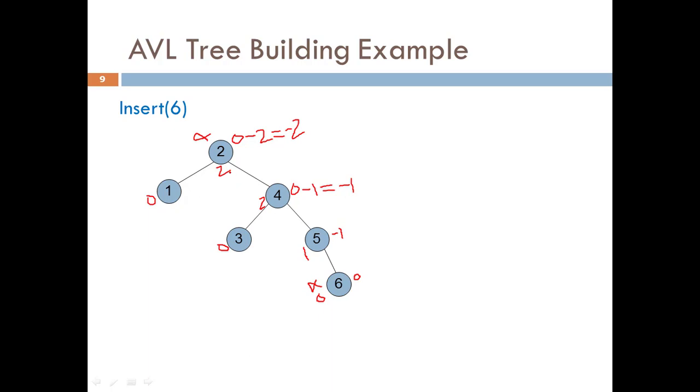So we try to identify which case of rotation this is. This is the insertion on the right subtree, and right side of the right subtree. This 6 is inserted on the right side of the right subtree of alpha. So it is a case like this one.